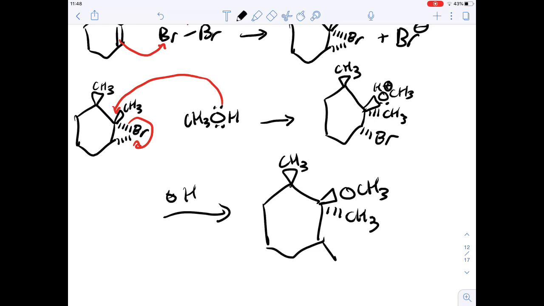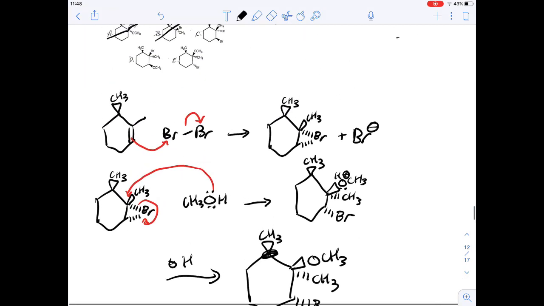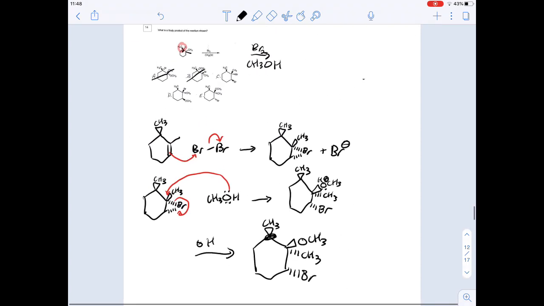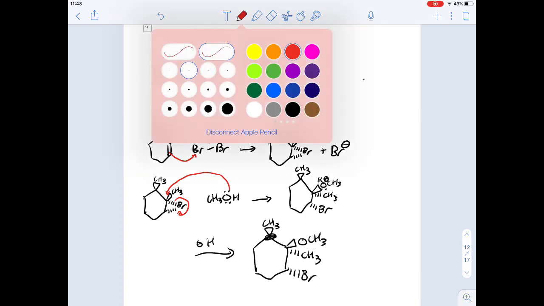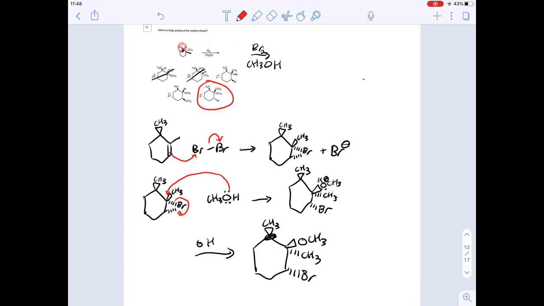And then obviously you're going to have the exact opposite, where every stereo center except this one is going to be opposite, because this one plays no part in the reaction. So now we could look at the answer choices and try and see if that is one of the choices. And actually right away, I can see that E is one of the choices, because you have the Br and the CH3 syn to each other, which means they're both on dashes, and you have the Br trans to the OCH3, which gives you the right answer for number 14.